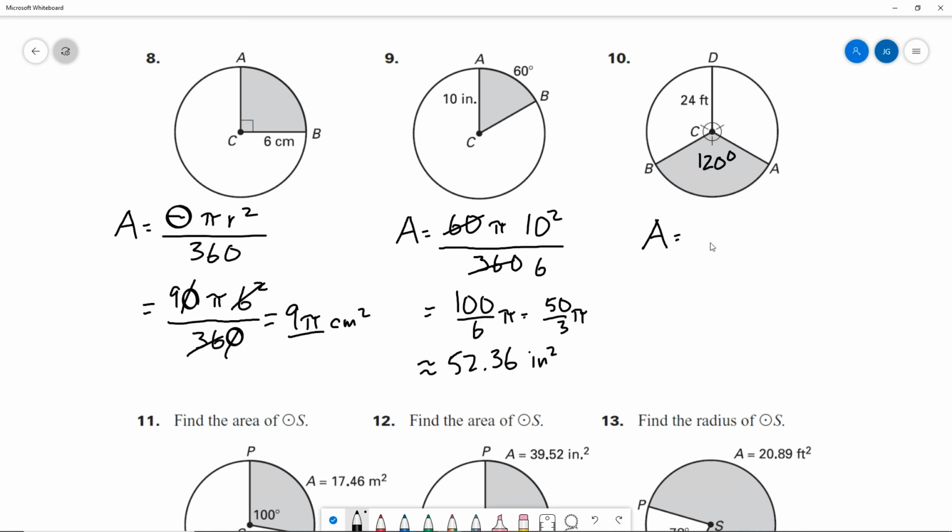So in this case, our area is going to be equal to 120 times pi times 24 squared. That's all going to be divided by 360. Simplifying that down, I'm not going to go through that process right now, but I can tell you that it's 192 pi if we just want to keep it in terms of pi. And if we plug this into a calculator, it's going to tell us that it is about 603.19, and the unit on that is feet squared.